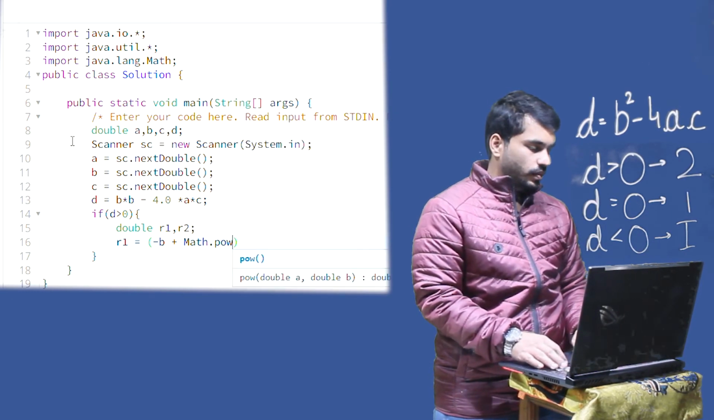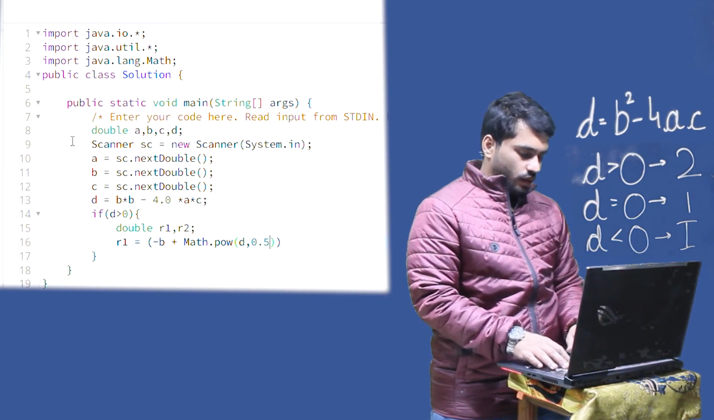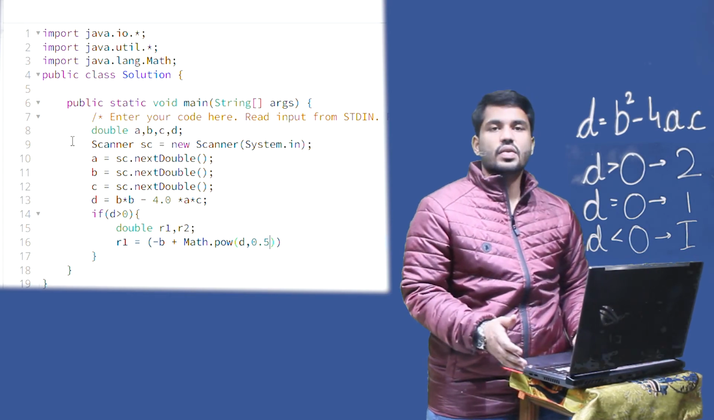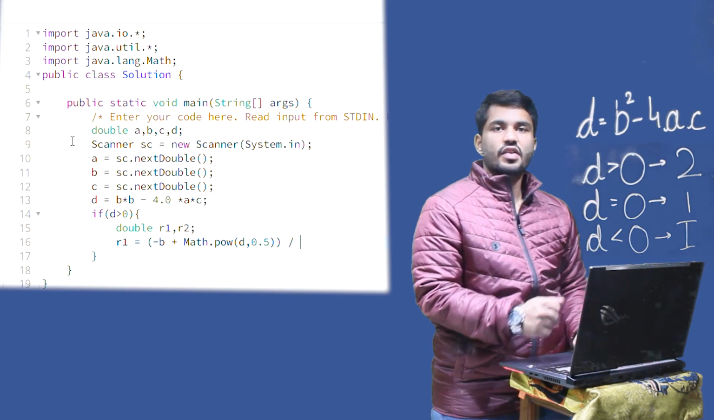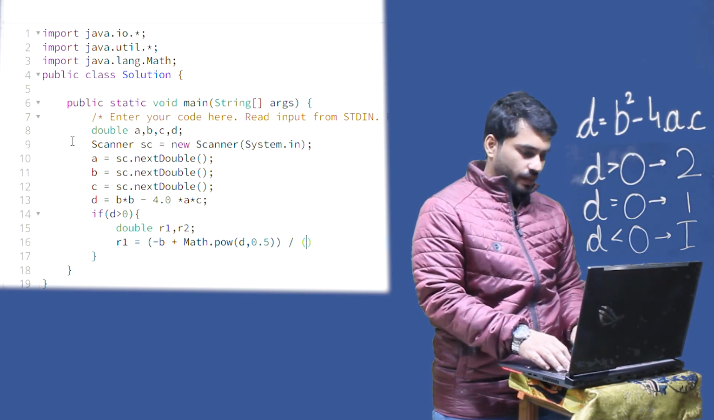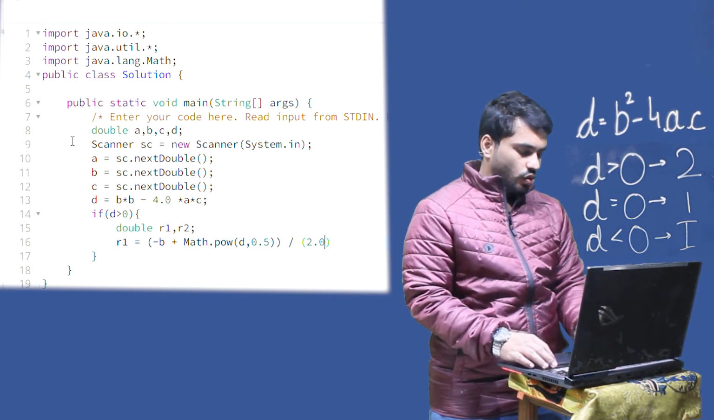So with this library now we can use the power function. So R1 is minus B plus Math.pow(D, 0.5). So this will calculate the square root of D. Basically D to the power half. This will be divided by 2 multiplied by A.